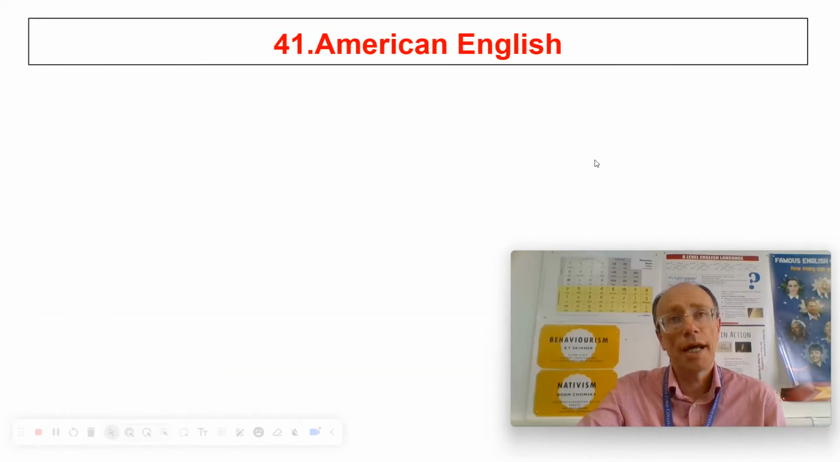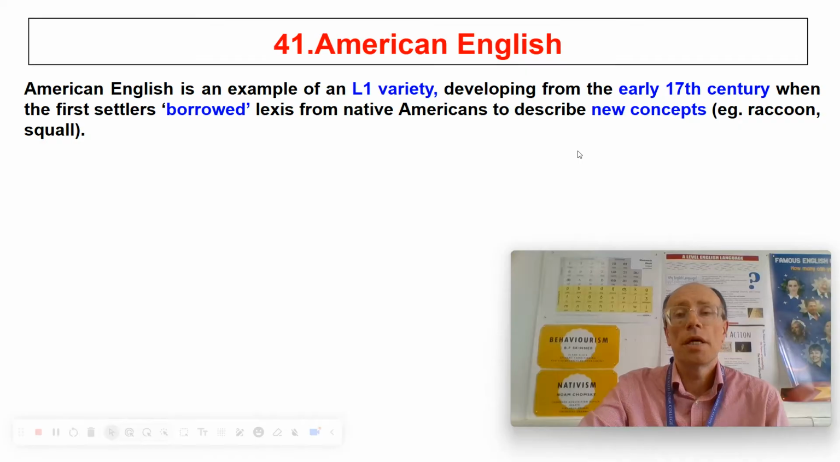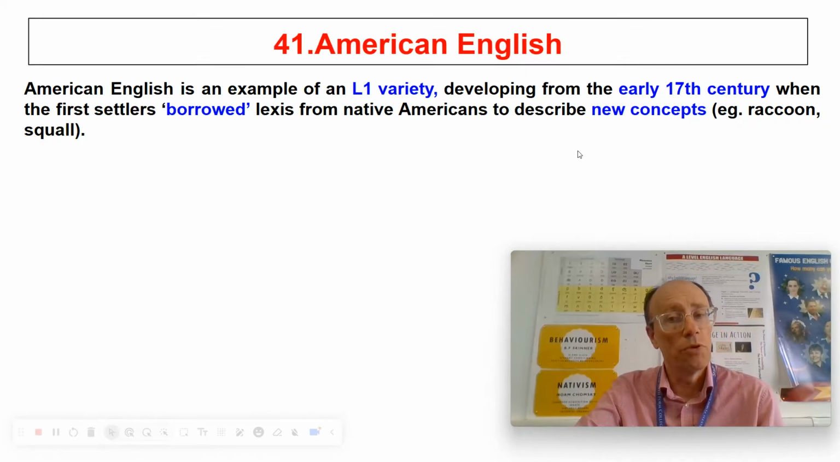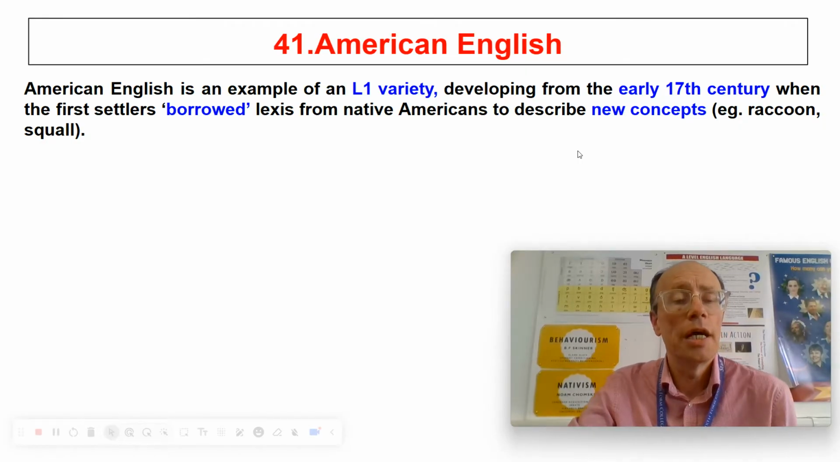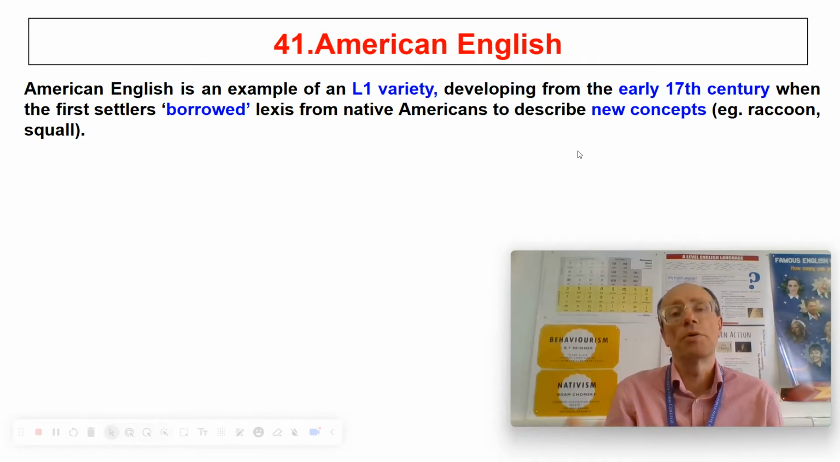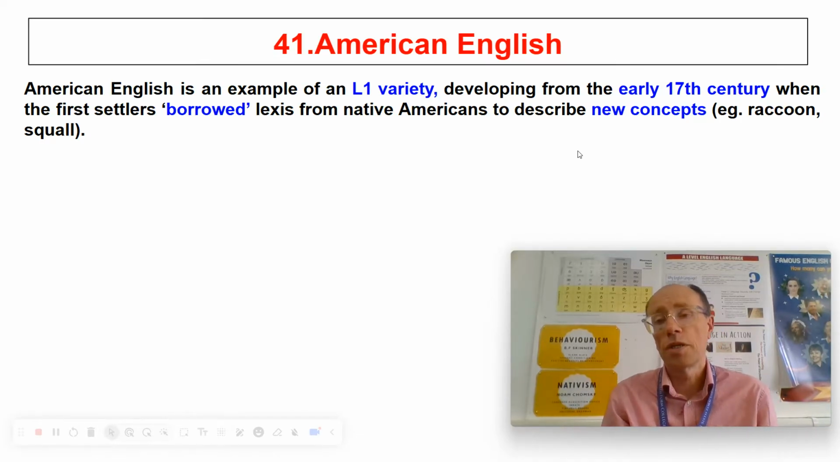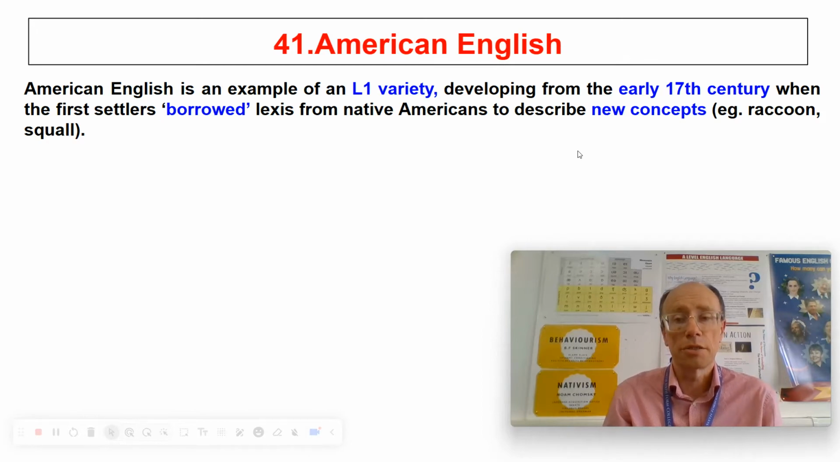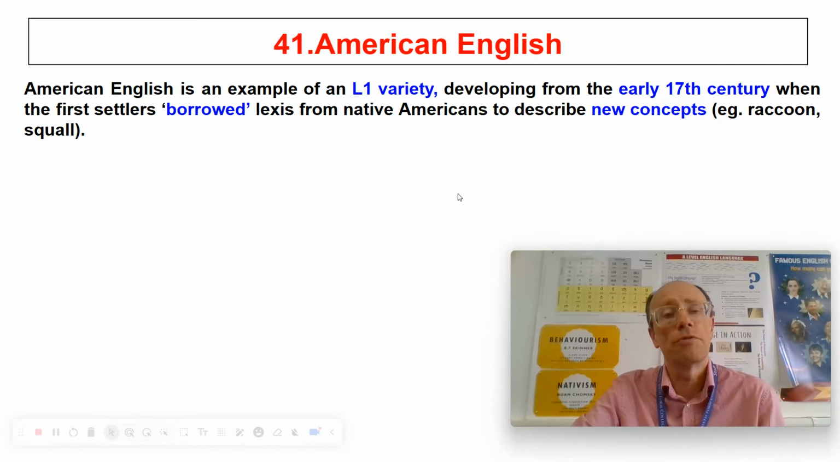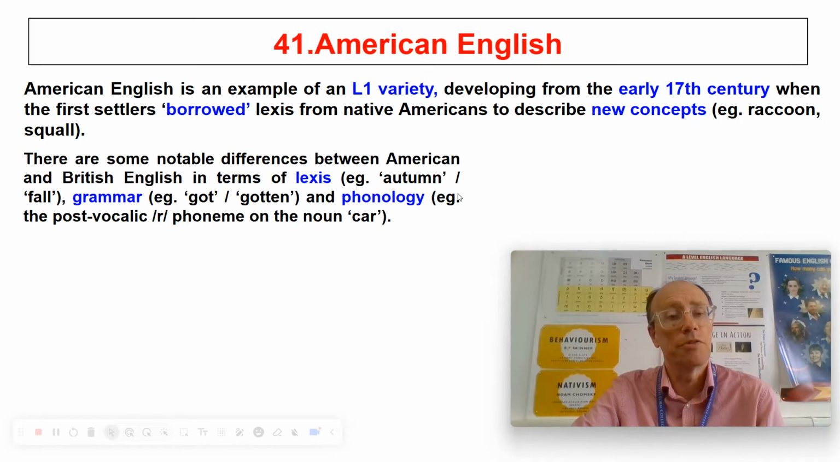Let's hone in now on a particular L1 variety of English. So this is American English, developed, as I said before, from the early 17th century, when the first settlers borrowed lexis from Native Americans to describe new concepts. So within weeks, you have settlers writing home back to the old world and using words like raccoon and squall. So it doesn't take very long for new American forms to develop.